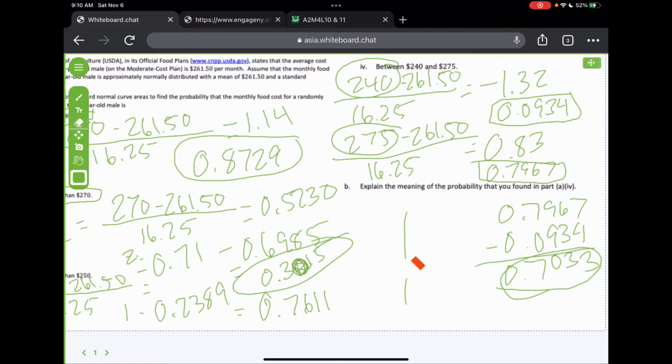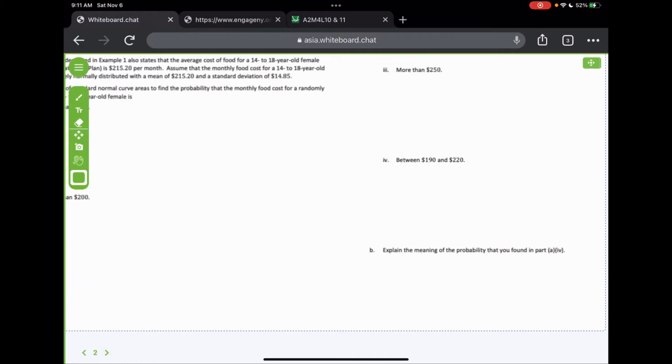Okay. So that's what it means. That's what it wants us to find: that 70% of the lunch plan falls between $240 and $275. That's where the majority, 70% of those values, are. All right, let's go to page 2.